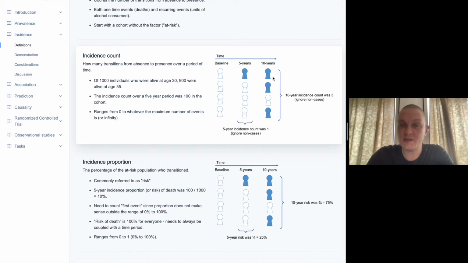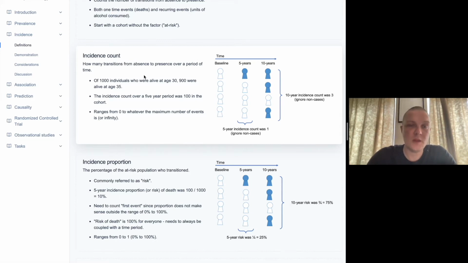After 10 years, there are 3 individuals that have the factor. Now the 10-year incidence count was 3. As it's a count, we ignore the non-cases, and just like with prevalence, it might not be the best way of communicating incidence because it doesn't really set it into any context. It doesn't give us a reference value to see if this count is big or small.